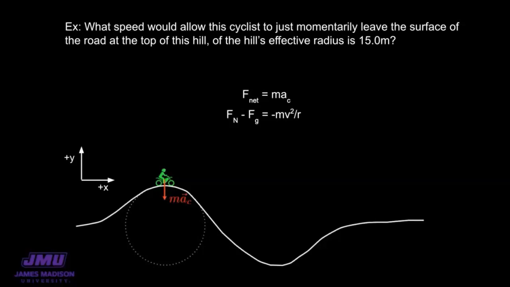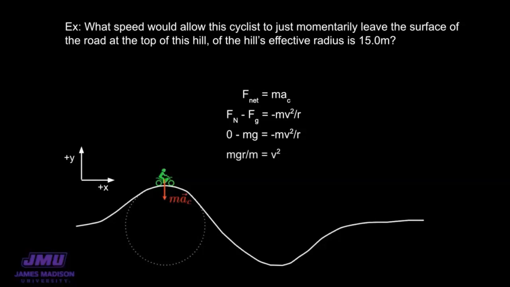In this problem, they want to know how fast we have to be going. So we're solving for v in order for the tires to lose contact with the road, which means the normal force goes to 0. So we're going to substitute in 0 for the normal force, and what that leaves us with is the force of gravity is providing that centripetal acceleration. The mass is the same on both sides. That's the mass of the motorcyclist and motorcycle combined.